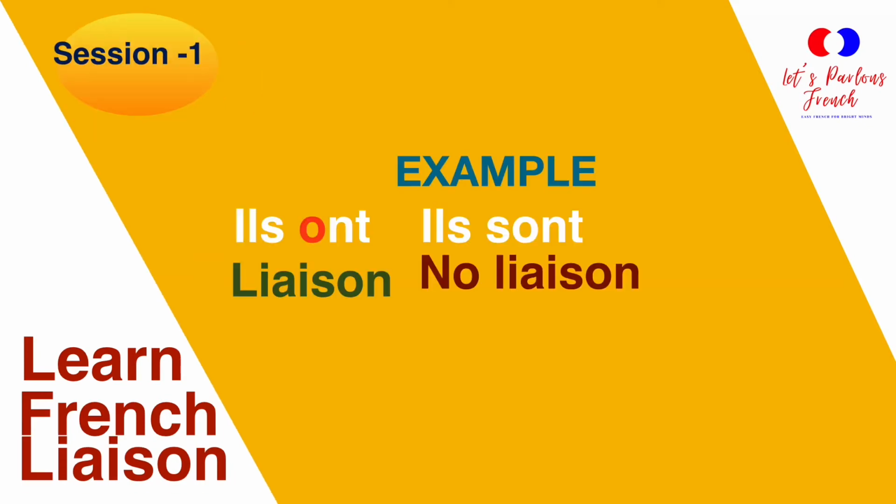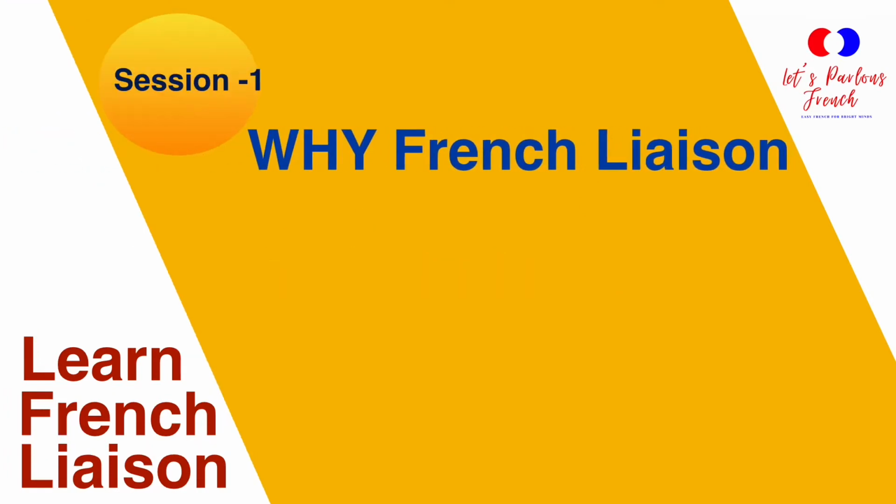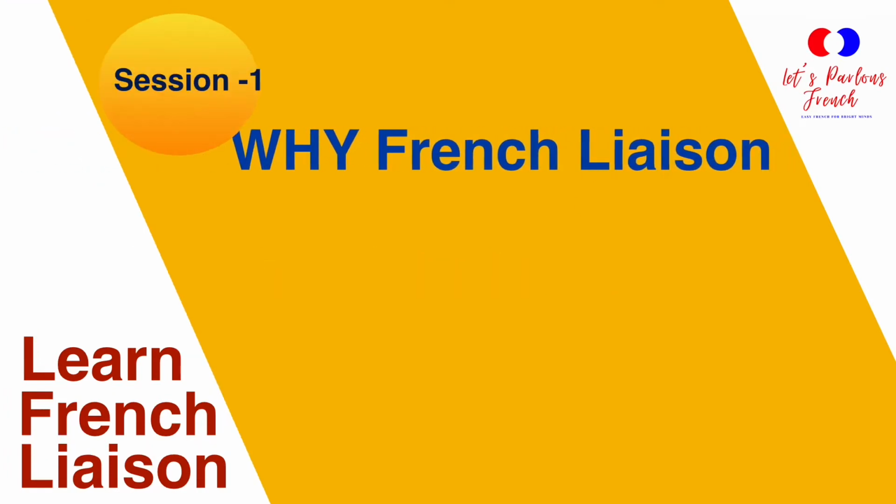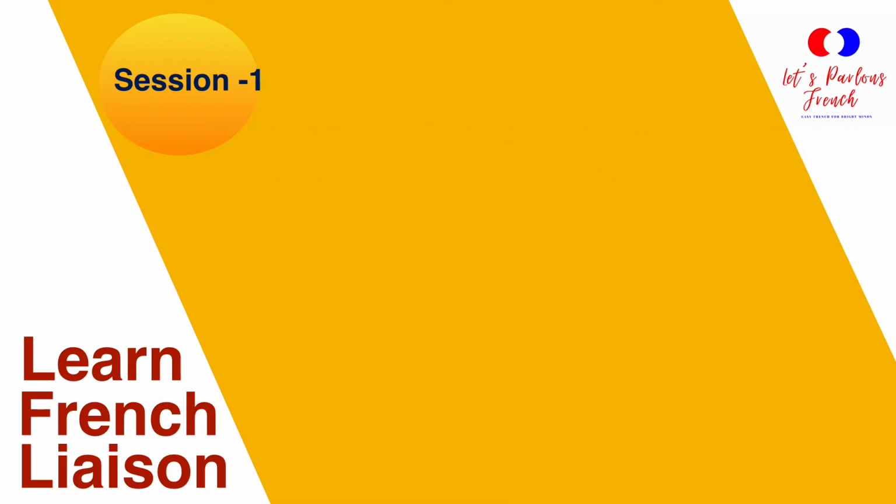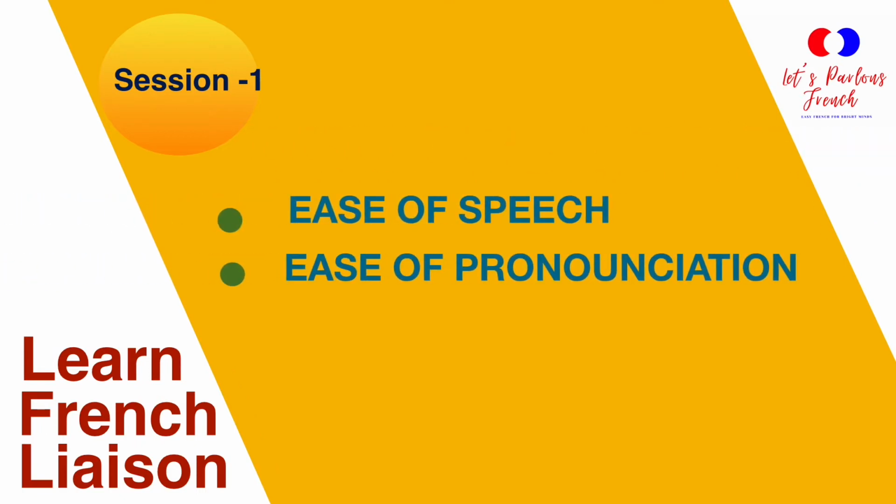because there are two consonants, there is no vowel following the s in ils. So no liaison in this case. In ils ont there is liaison and in ils sont there is no liaison. Now why French liaison? Why is it that we need French liaison? It is to have ease of speech, ease of pronunciation.